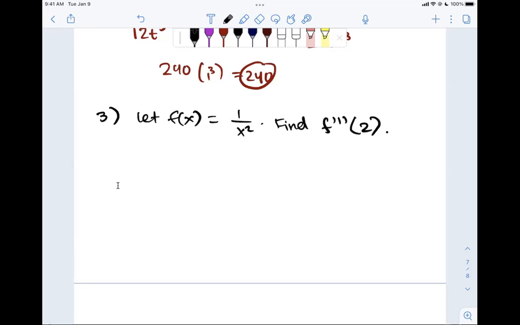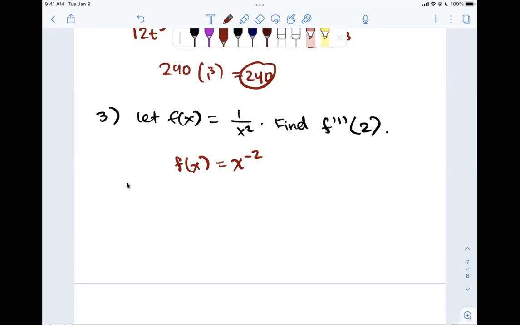All right, so the form we want this in is we want to write f of x as x to the minus 2. And this is because now that we have it as a power of x, we can use the power rule, which is much nicer than any other rule. So now we just differentiate this. We want to differentiate this 3 times.